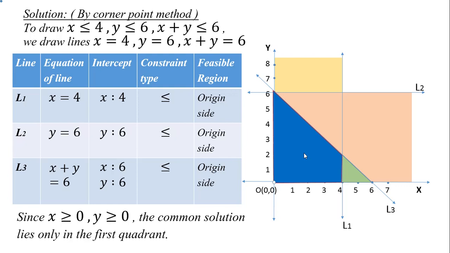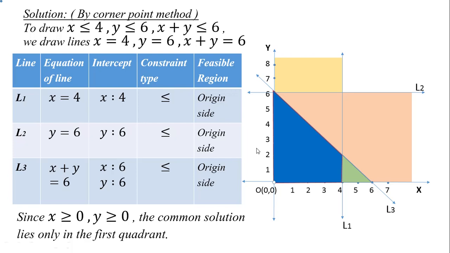Now there are only 2 steps more to solve this LPP by the corner point method. Now see, here we get a quadrilateral. 1, 2, 3, 4. 4 sides are there. It is a bounded region, which is the solution set of these inequations. Okay. Now all the points in this blue region will satisfy all these constraints, all the given restrictions.